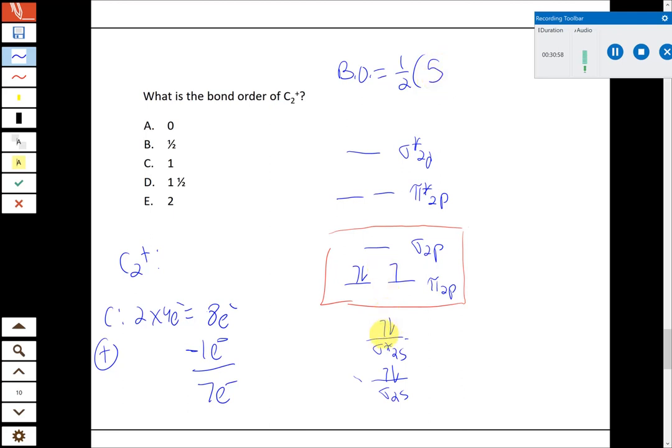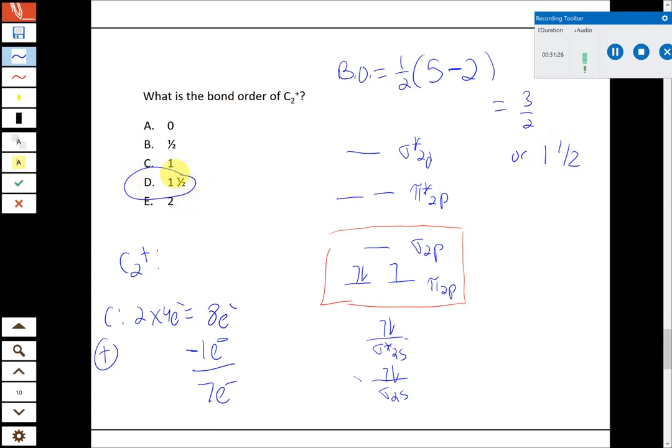And then we have two more electrons, these two in the sigma star, that are antibonding. So those two are going to get subtracted to calculate the bond order. The sum of these two numbers that we're subtracting should be equal to the total number of electrons. So we have seven total electrons. Five are in bonding orbitals, two are in antibonding orbitals. And so when we calculate that out, we get a bond order of 3/2, or 1 1/2, as is written here. All right, so that's going to be choice D.